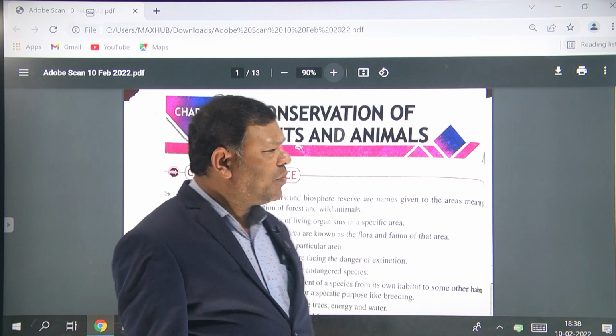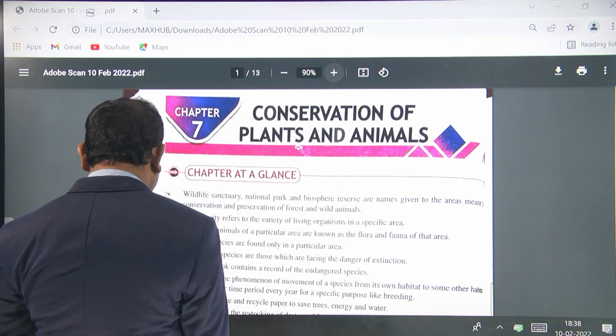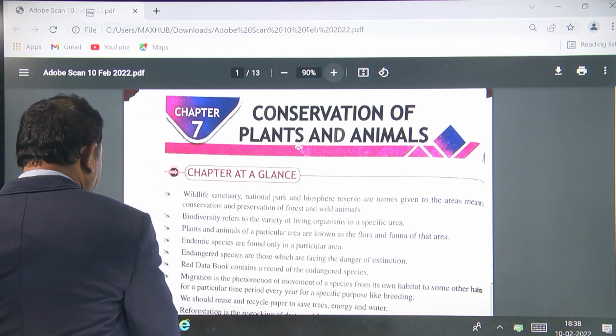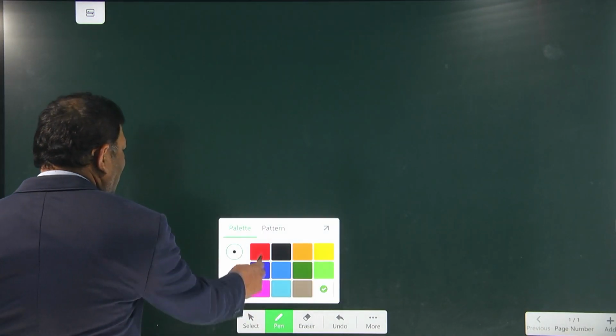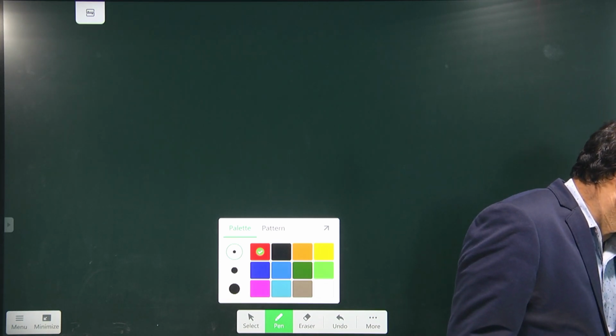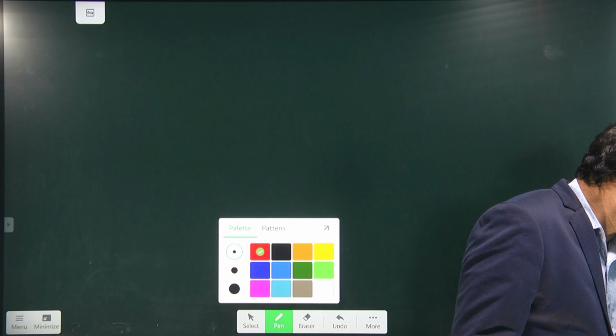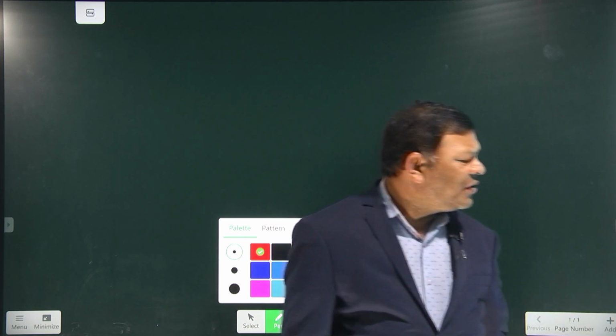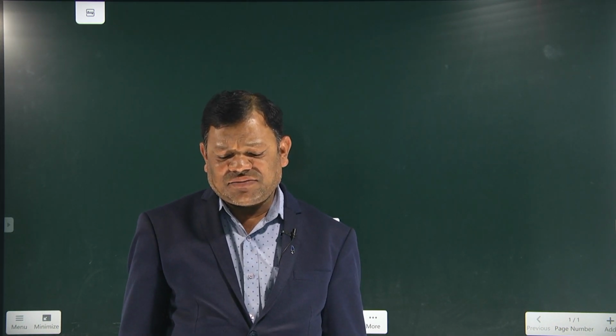Okay. Now coming to the point, conservation of the plants and animals. Our lesson name is conservation of the plants and animals, especially in our state book they are given to that biodiversity of the plants and animals. Biodiversity and its conservation. What is the meaning of biodiversity? Biodiversity means different types of plants and animals are present in the biosphere, that is called biodiversity.